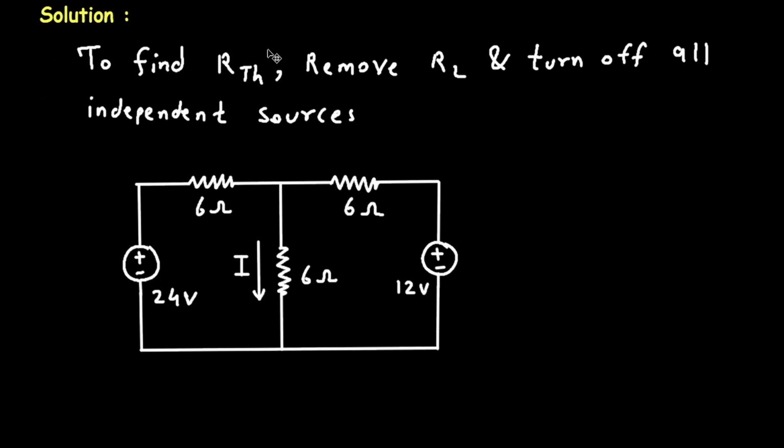Now, here in this circuit, we have to find this current I. That means this will be our load resistor. So this is the load resistor. And now these two terminals will be RTH. Turn off all independent sources. Here we can see in this circuit there are two independent sources. So when we turn off a voltage source, we replace it by a short circuit. So let's replace this by a short circuit.